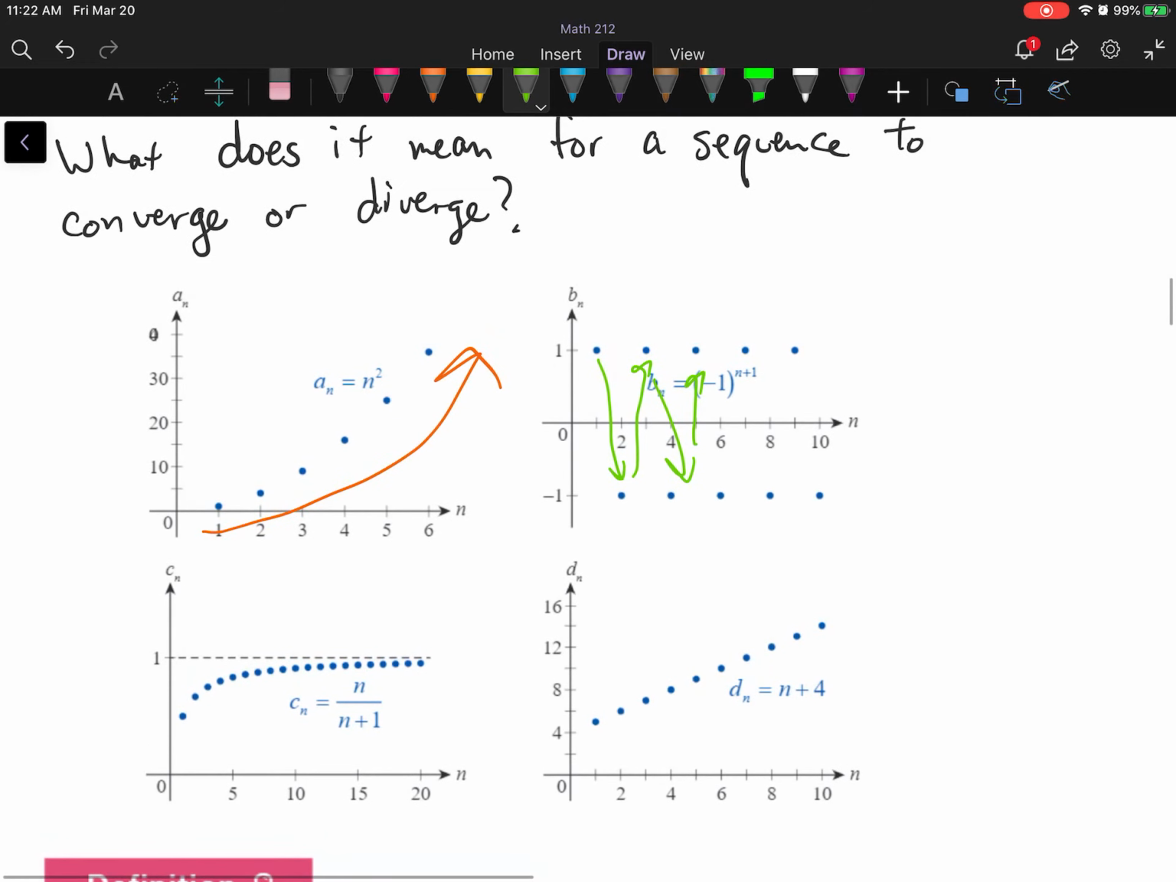For part C here, we have our friendly sequence n over n plus 1, and this is our first example of a convergent sequence because as n goes on, the sequence values get closer and closer to the limiting value of 1. So that's an example of a convergent sequence, and then real quick, d is just a linear function, and that's not settling down anytime soon. So this one would also be divergent.